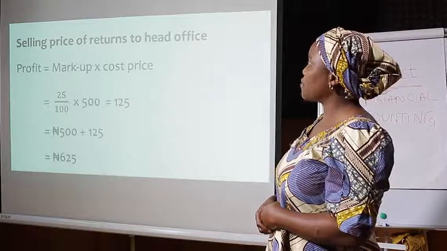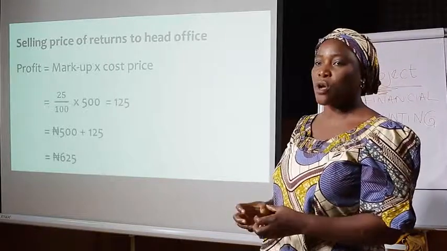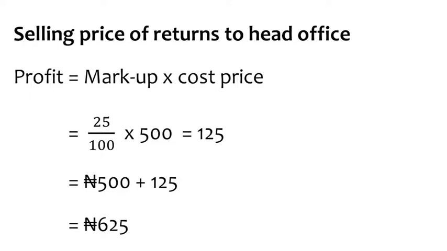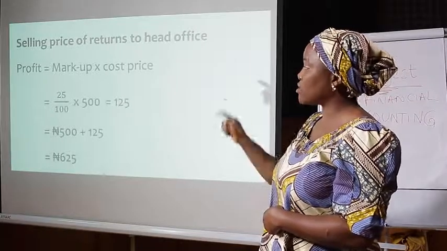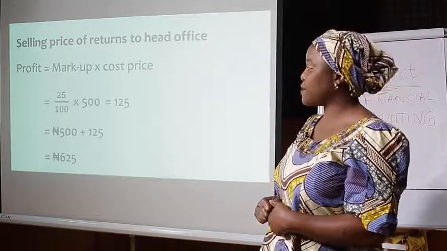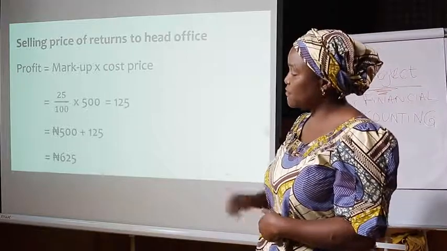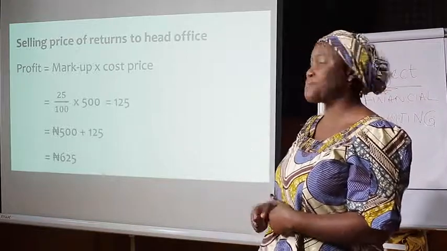Then the selling price of returns to head office. Profit equals markup times cost price, the same formula that was used in the first question. 25 over 100 times 500, that is the returns, equals 125 naira. We have 500, which is our returns, plus the profit, which is 125. It will give us 625, and this amount will go to your invoice price.